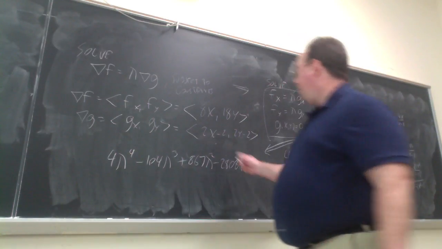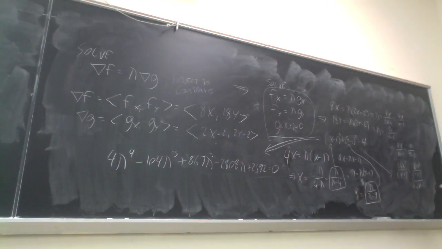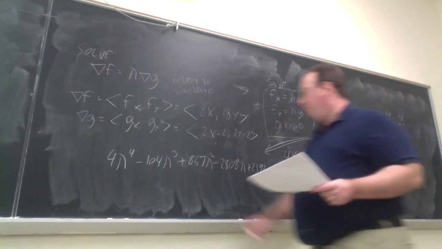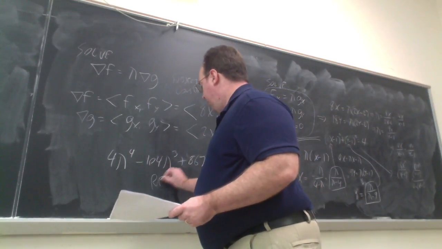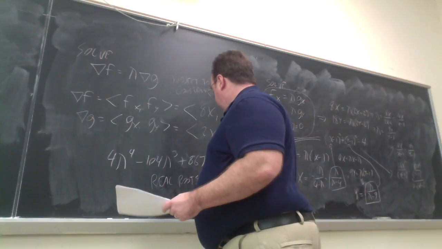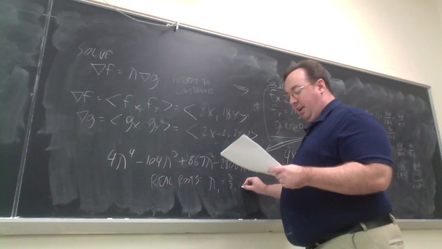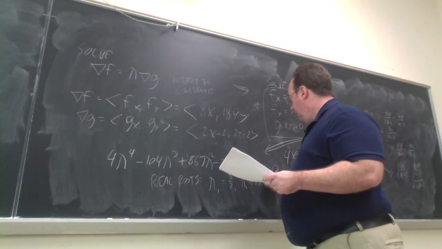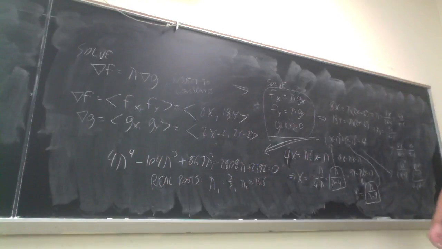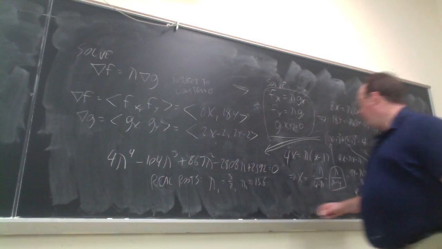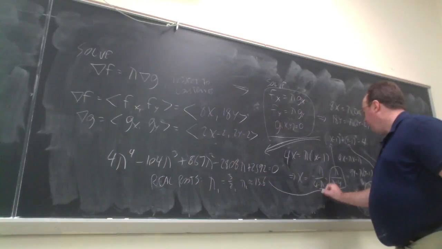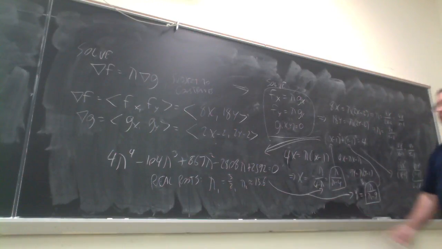And since it's fourth degree, there are 4 roots altogether, but 2 of them are complex, so we're not going to think about those. The only real roots that you get, so lambda 1 would be 3/2, and also, that's the decimal, roughly 13.6. And so then what you can do is, once you have values of lambda, you can substitute those back into these equations to get your x and y.